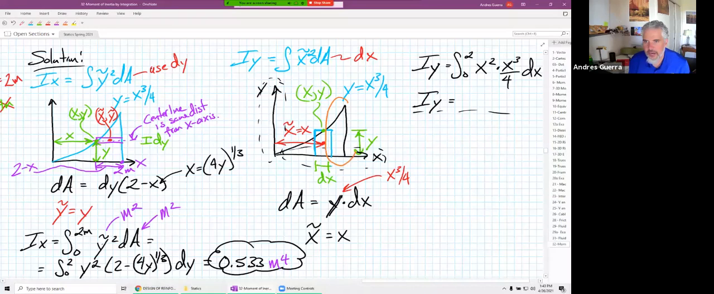Kind of got all this area that's pretty far away relative to the x-axis. I really only have a little bit of area that's that far away from the x-axis. So Iy is actually going to be a bigger number. When we plug it in, we're going to get 2.67. So it's more than 5 times bigger, and it's in meters to the fourth. Again, we see those same units there.